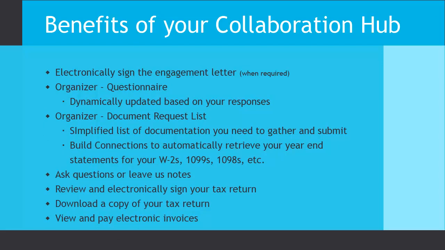These include a seamless way to electronically review and sign your engagement letter when one is required. The lengthy tax return organizer is a thing of the past. The Collaboration Hub splits the organizer into two smaller components, a questionnaire and a document request list, as well as many new features we will discuss. And finally, when your tax return is complete, you can review, electronically sign, and download your tax return. You can also view and pay your electronic invoices when posted.